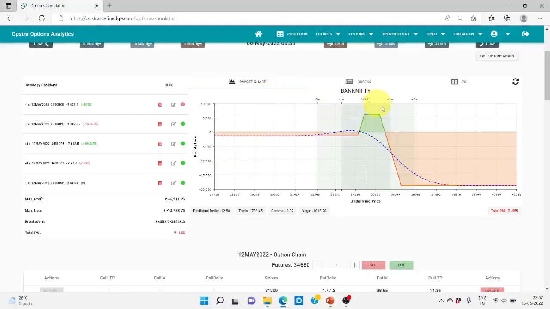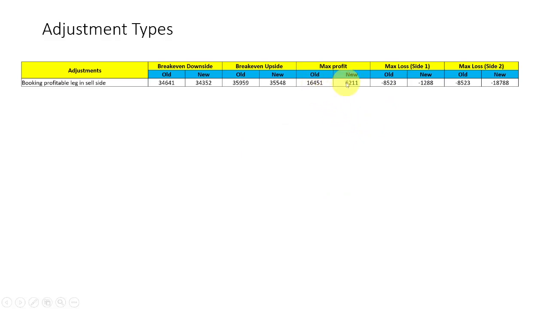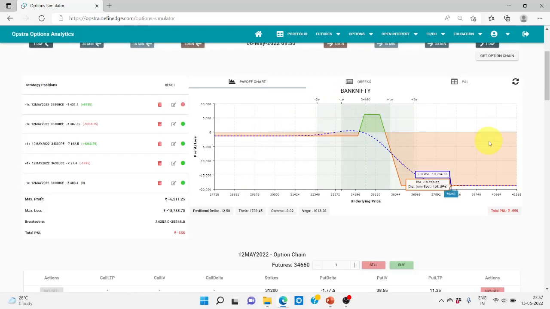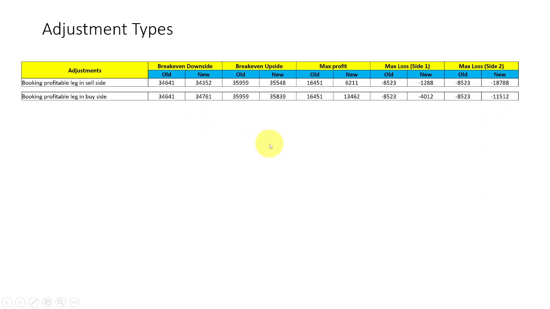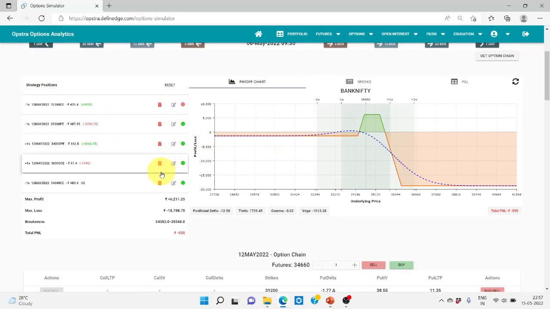By doing this, our max profit has also reduced from 16,000 to 6,000, and max loss on this side is only 1,200, and max loss on the other side is minus 18,000. So this is the first adjustment type. The second adjustment type is booking profitable leg in buy side. I'll let you know what that is.